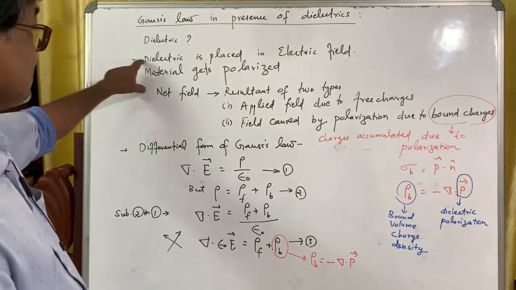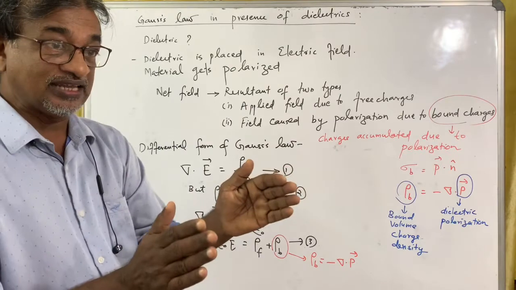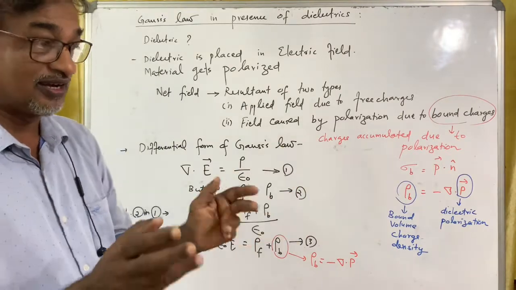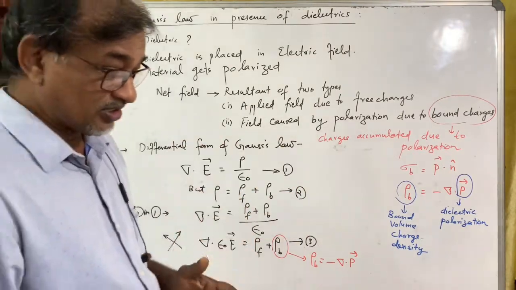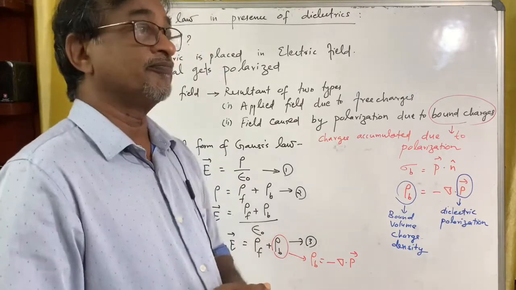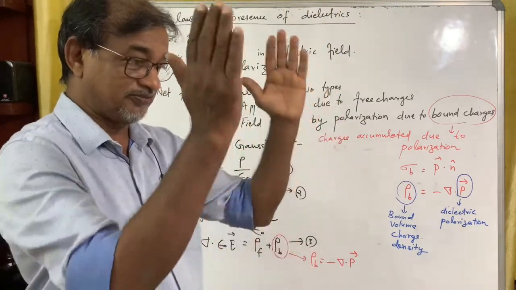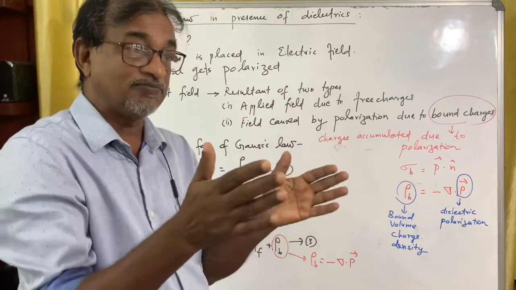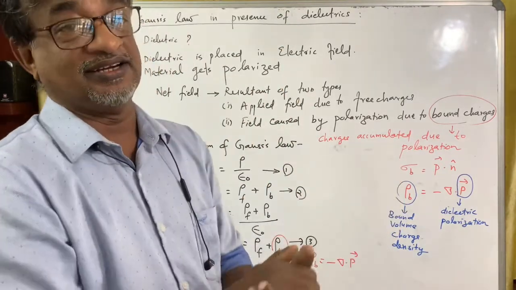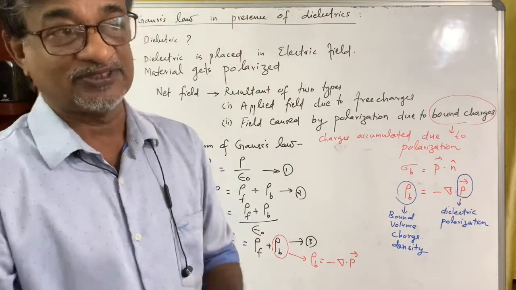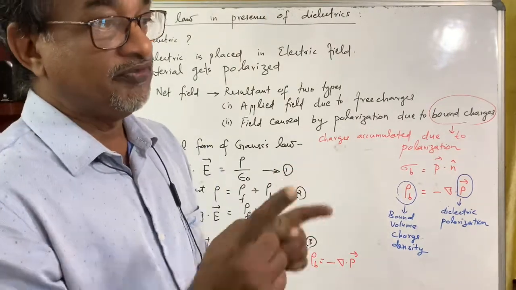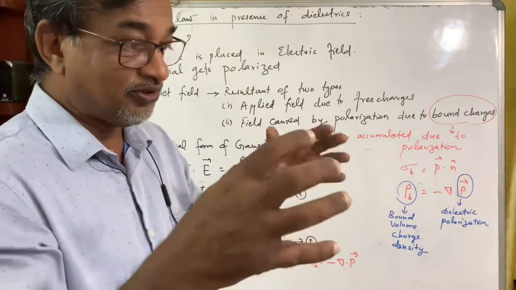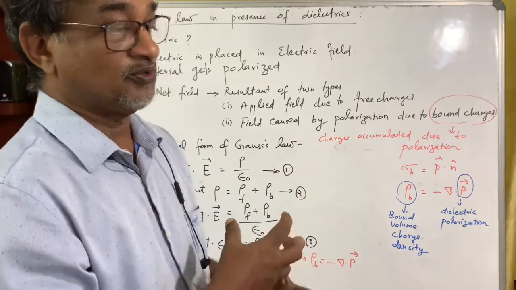And a dielectric is placed in an electric field. If you consider the case of the capacitor, with two plates, you just imagine the positive plate and the negative plate. Within the plates, we are filling with the dielectric. Then it becomes a capacitor. So, in between the positive and negative plates, a uniform electric field is produced.